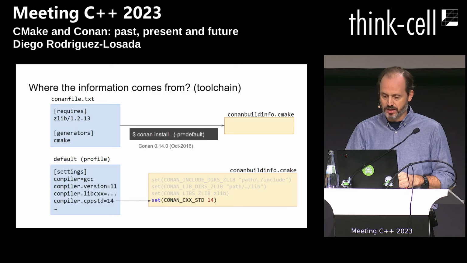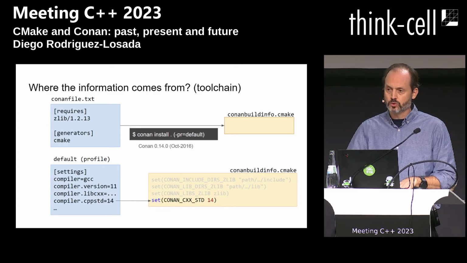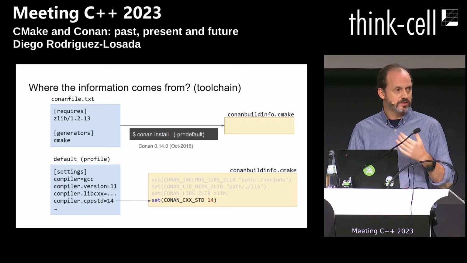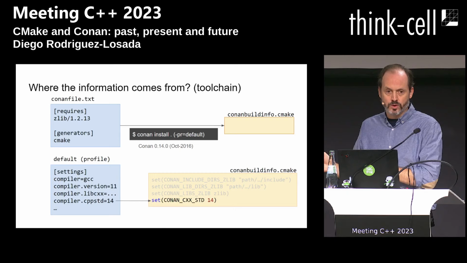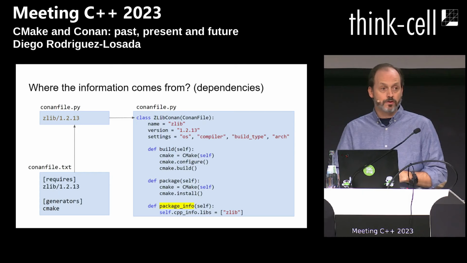The information from the conanbuildinfo.cmake gets from two different sources. The first source is the profile. The profile is a text file that defines our inputs. In this case, that we are using the GCC compiler, this version, this standard library, this C++ standard, and so on. And this profile is mapped to the conanbuildinfo.cmake variables that are later activated by the conan_basic_setup macro. The other part of the information comes from the packages, from the recipes of the packages that we are using in our application.